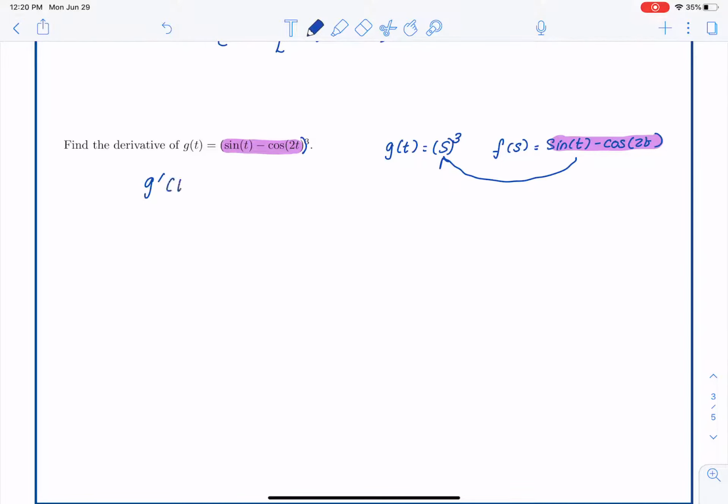So g prime of t would simply be sine t minus cosine 2t raised to 2, multiplied by the derivative of whatever that is inside. So cosine t minus, over here it's not just t, rather it is 2t. So we're going to treat it as t. So the derivative of cosine of 2t would be negative sine 2t, but we multiply it by 2, giving negative 2 sine 2t.